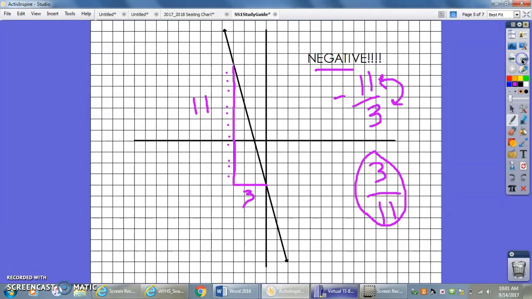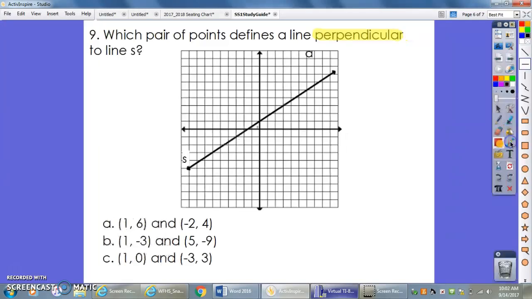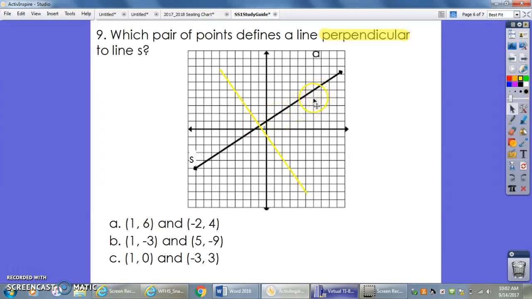All right, next. Number 9. Which pair of points defines a line perpendicular, keyword, perpendicular, okay, to line S? Now, just to talk about it first, perpendicular lines will cross at 90. So I'm going to give you an example of a perpendicular line right there. So that's an example of what a line perpendicular to this line will look like. So our goal is to graph each of the points and find which one is perpendicular.